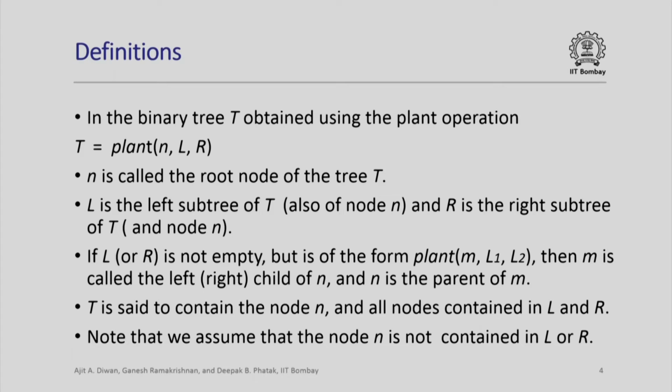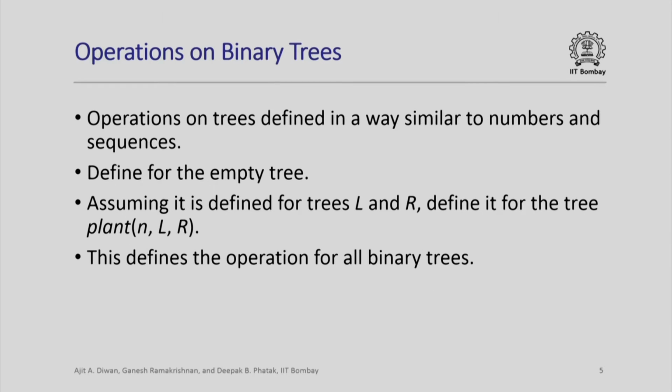Note that when we build a tree using the plant operation, we assume that the node N is a new node which is not contained in the two existing trees L and R. So, we take a new node and two existing trees and plant them at node N, make L the left subtree and R the right subtree.